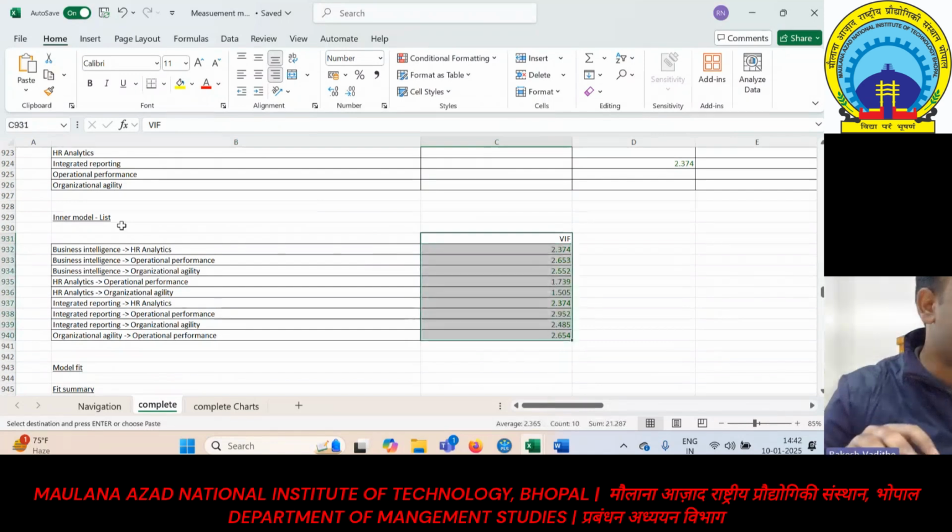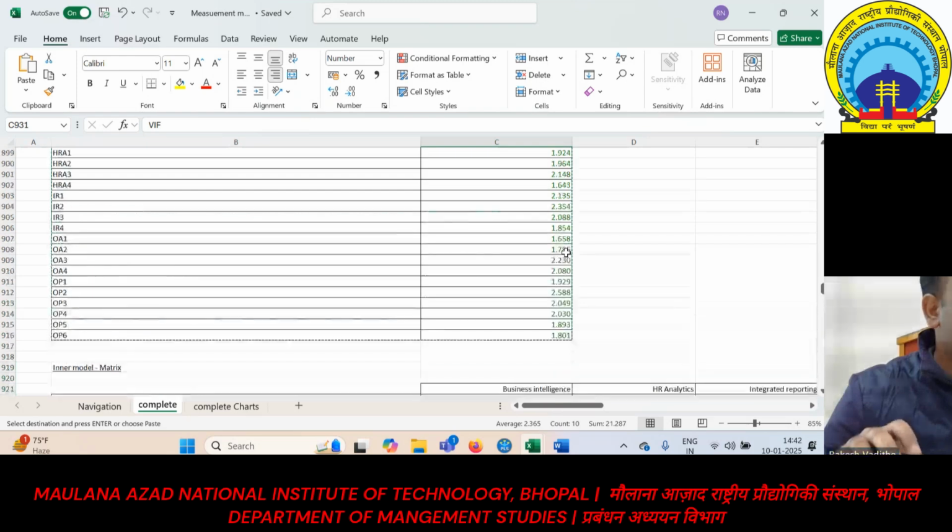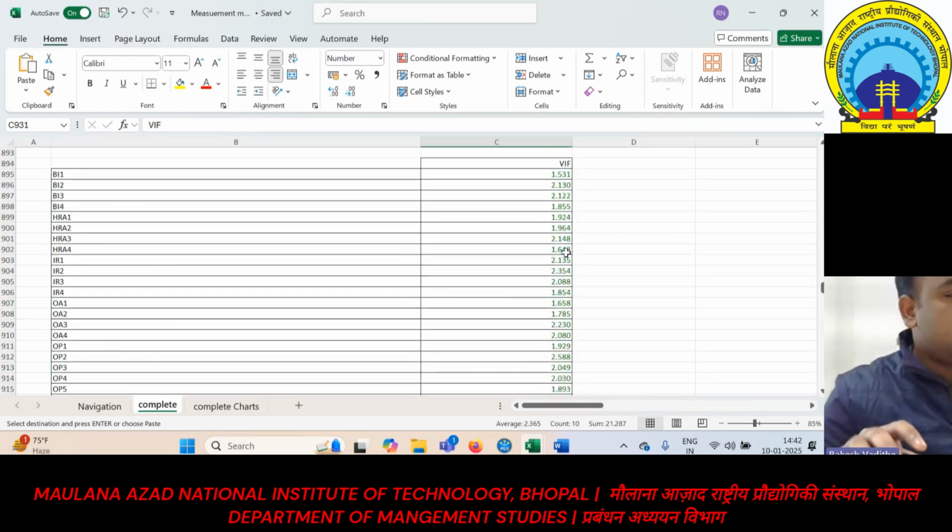Because here the relation from business intelligence to HR analytics should be below 3.3. In case it goes beyond this, SmartPLS will automatically show it in red color. In this context, you don't need to mention that value. Don't talk about this common method bias. Okay, sir. Thank you.